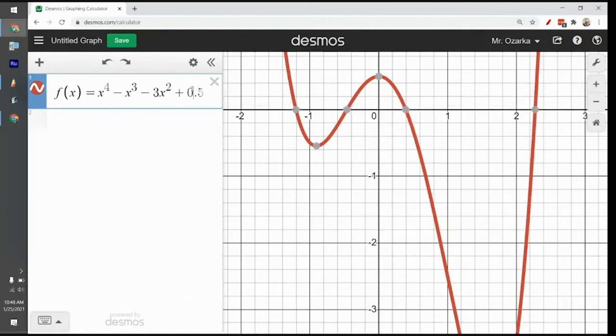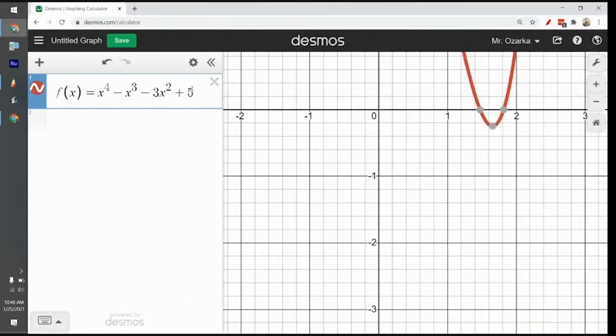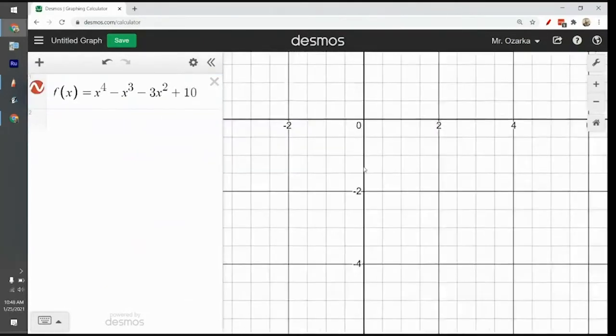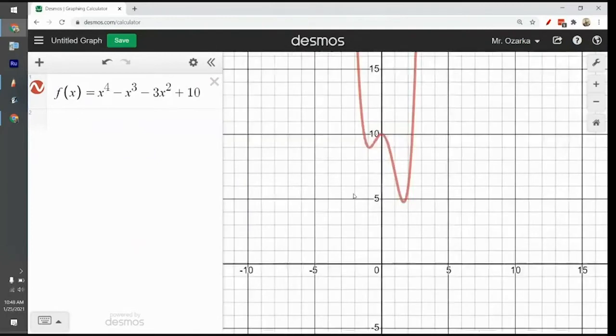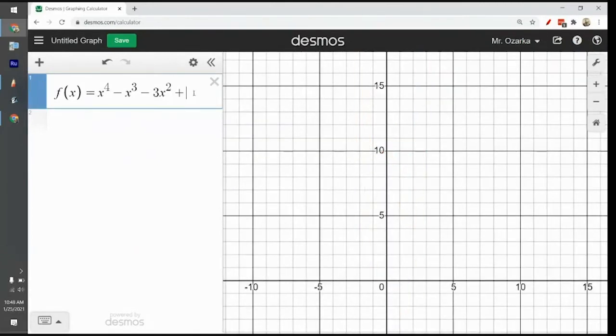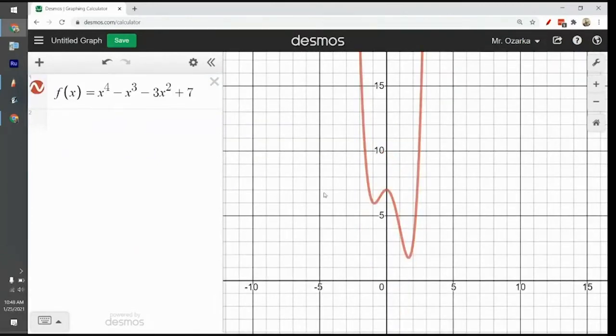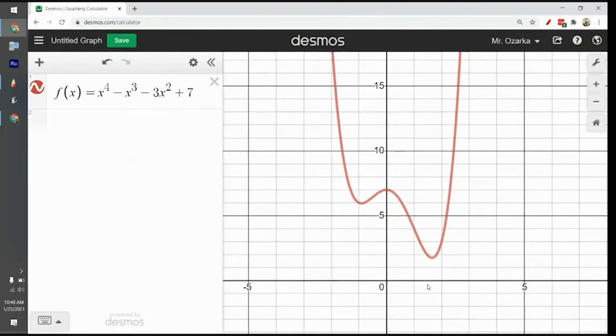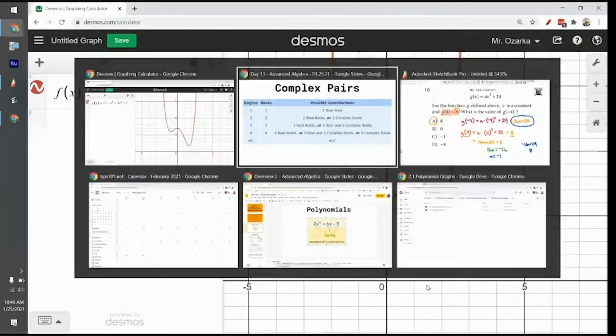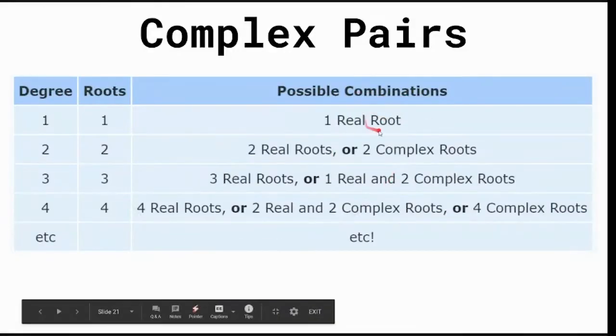Another thing you can do is you can have it where there's none. So let's just add 5 to it. Oops, let's add 15, 10. Now if you notice, it doesn't intersect at all because it's all the way up there. Move it down a little bit. Okay, so now there's 4 imaginary roots on this because it doesn't intersect the x-axis anywhere. So we're going to go over this in more detail. Again, this is just kind of an intro to what's going on here.